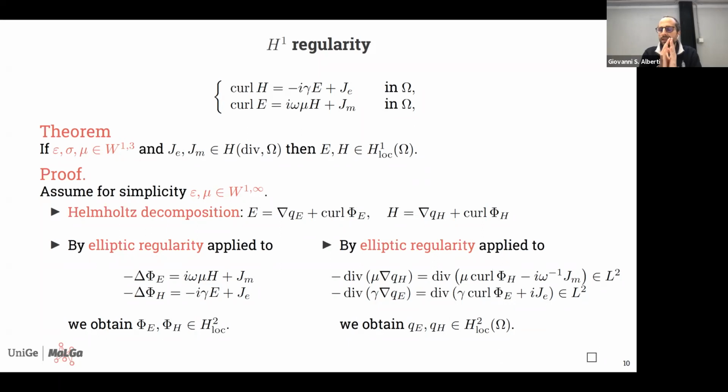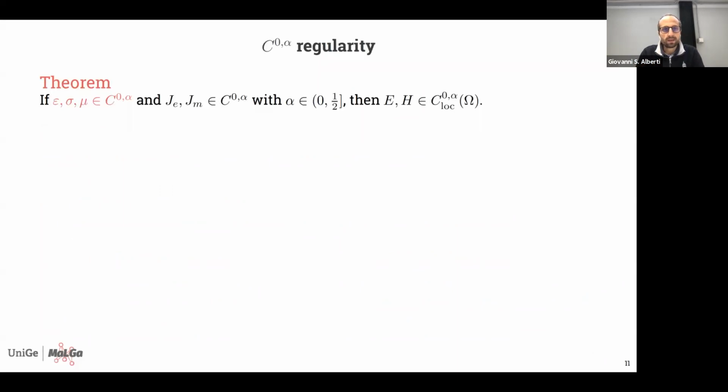So you see that it's nothing complicated. You just take the Helmholtz decomposition, write the PDEs for the scalar and vector potentials, and apply standard elliptic regularity results. So basically, this is a rather simple technique that we will apply also to the other examples. So let's see the C0 alpha result.